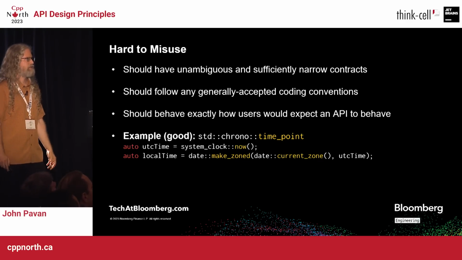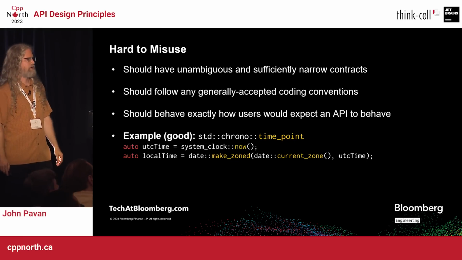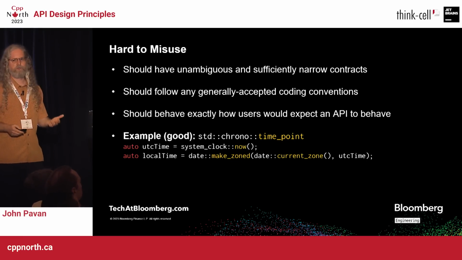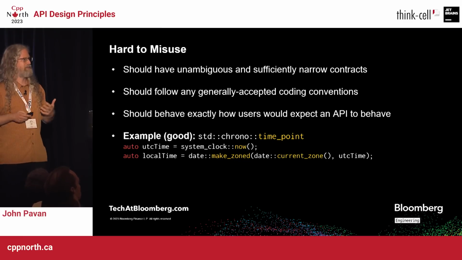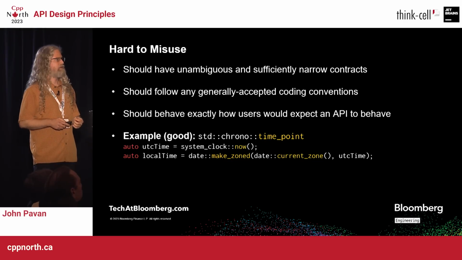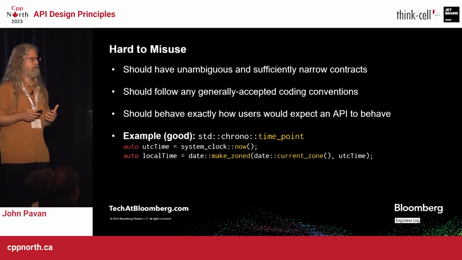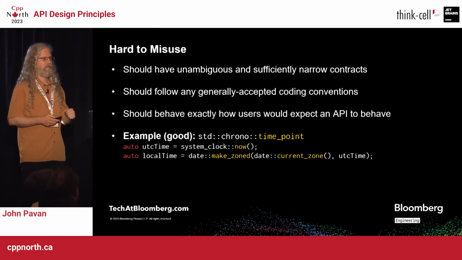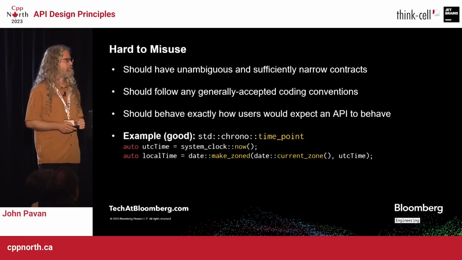You want to try to follow any generally accepted coding conventions. This is kind of following along with the idea of the principle of least surprise. You want people who are already familiar with the domain to be able to make a good guess about what something is supposed to do and have it be right. And you want to have the API behave exactly how your users will expect it to behave.